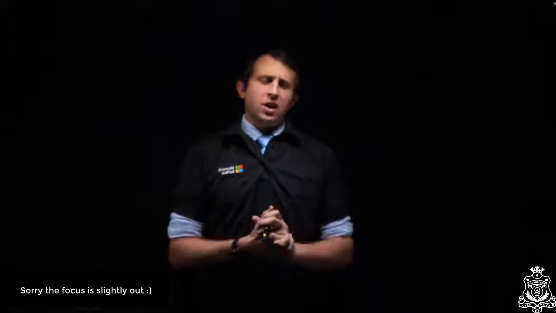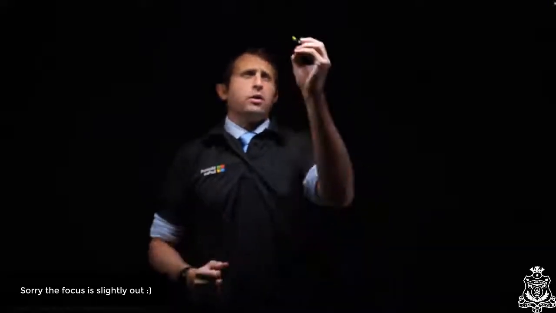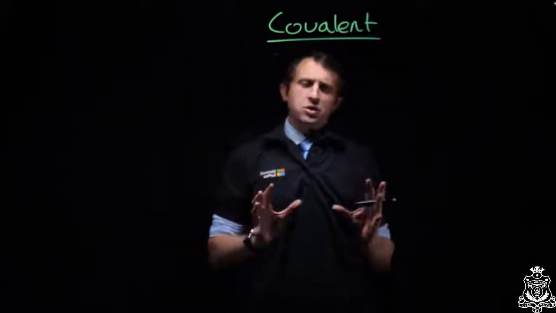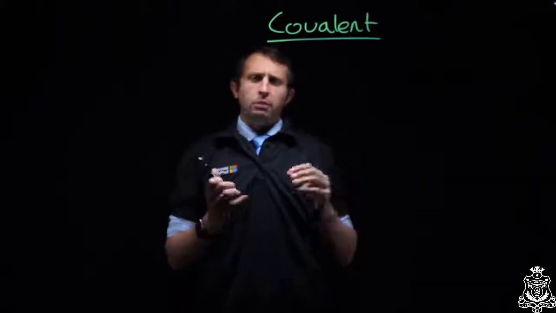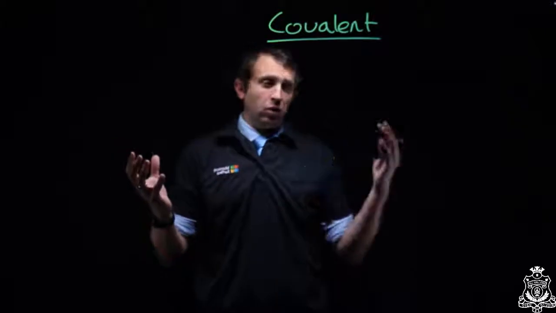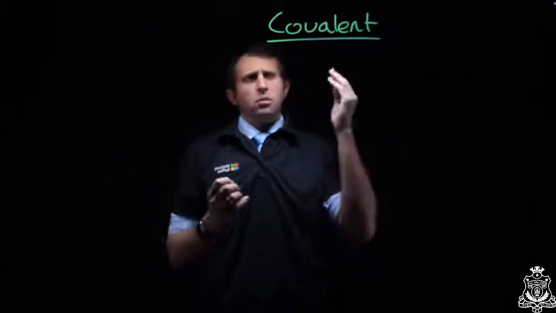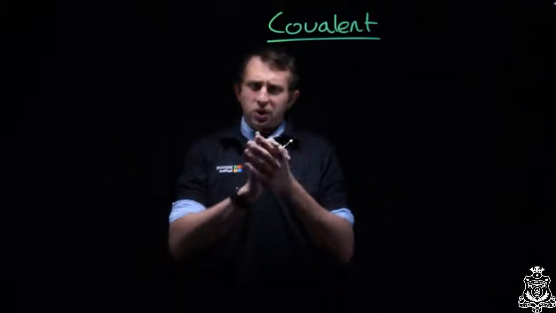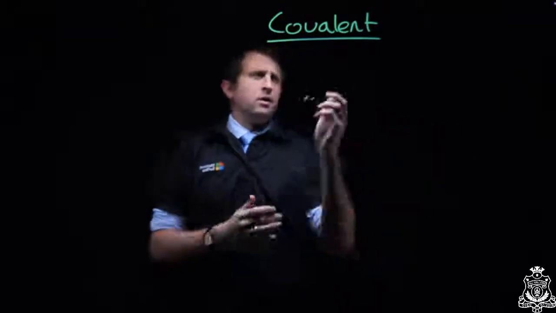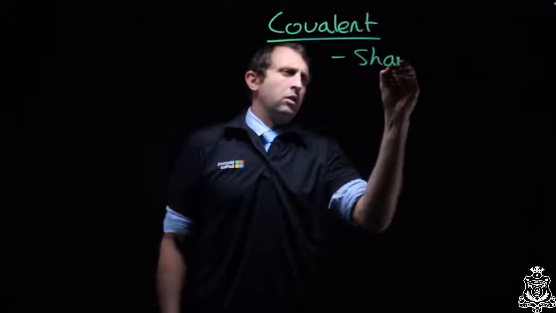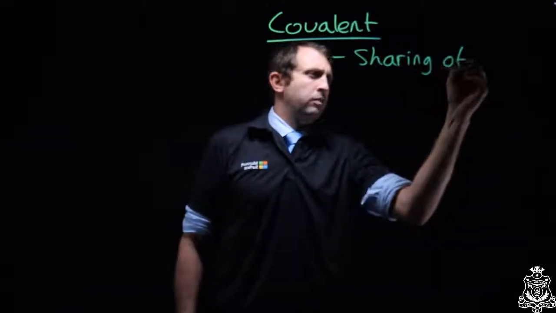Hi there, in today's video we're going to look at covalent bonding. Covalent bonding is different to ionic bonding because covalent bonding is sharing of electrons. Ionic bonding was when we gave or lost electrons. Covalent is sharing electrons, so we're going to share electrons, not give them away or take. So it's all about sharing of electrons.